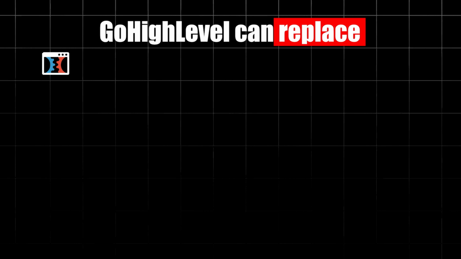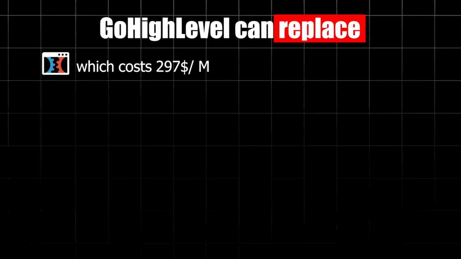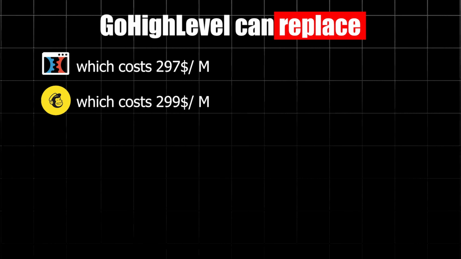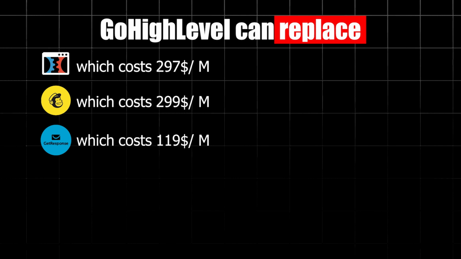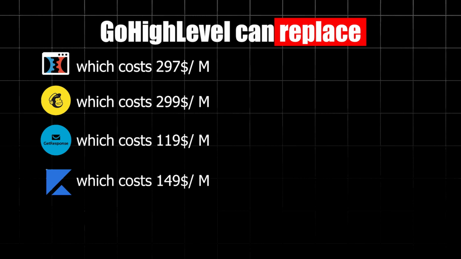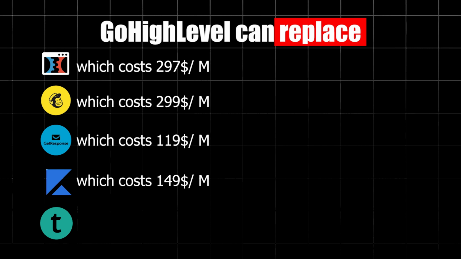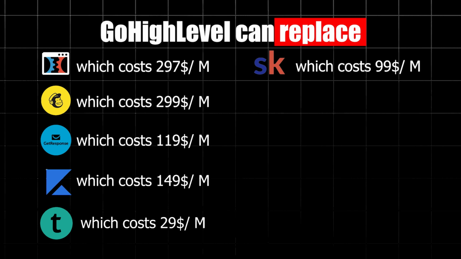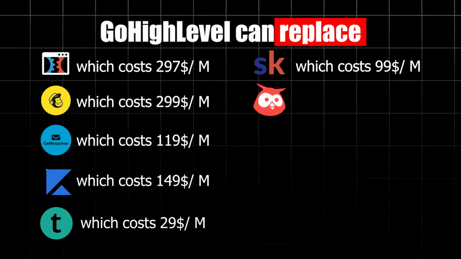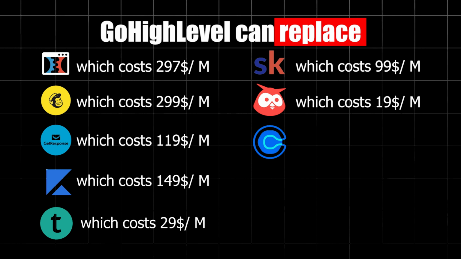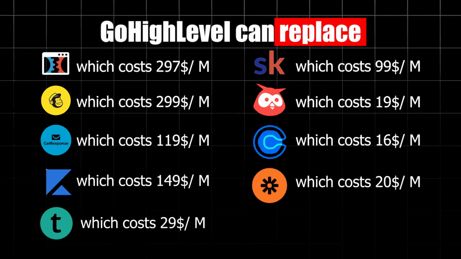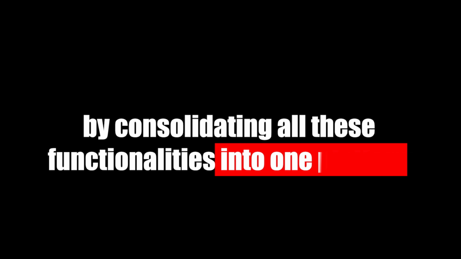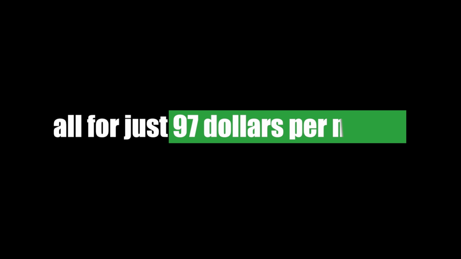GoHighLevel can replace ClickFunnels, $297 per month, MailChimp, $299 per month, GetResponse, $119 per month, Kajabi, $149 per month, Teachable, $29 per month, School, $99 per month, Hootsuite or Buffer, $19 per month, Calendly, $16 per month, Zapier, $20 per month for the basic plan. In total, GoHighLevel can save you over $1,000 a month in subscription fees by consolidating all these functionalities into one platform, all for just $97 per month.